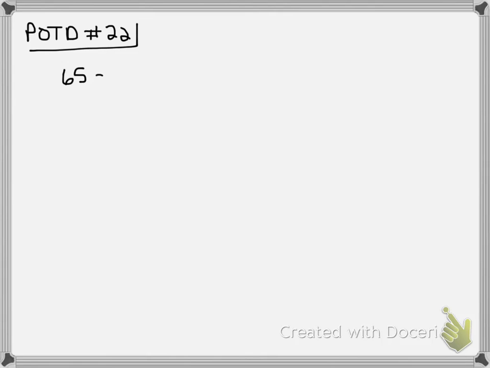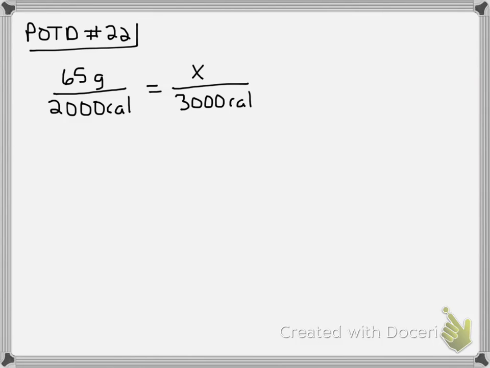65 fat grams for a 2,000 calorie diet equals, and we want to know how many fat grams would be recommended for a 3,000 calorie diet. So now we can use cross products. 2,000x is equal to 65 times 3,000, which is 195,000.